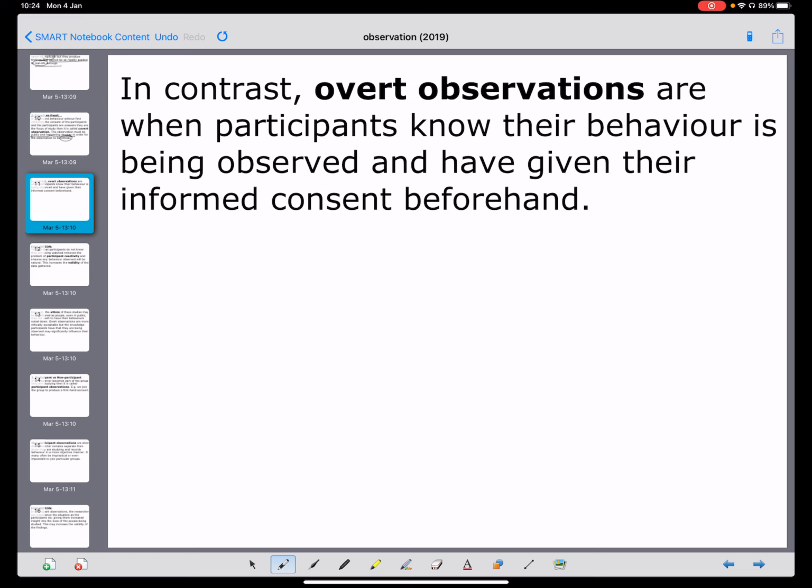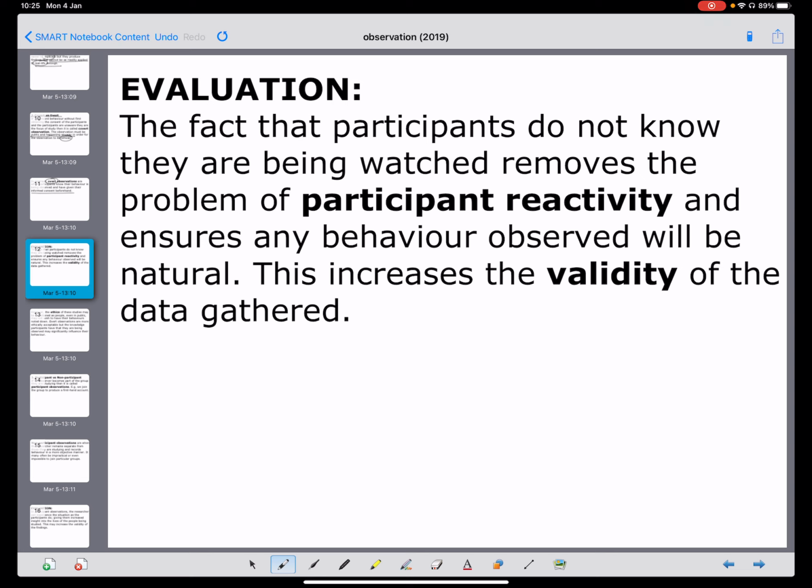In contrast, we have overt observations. So this is perhaps if a teacher comes and sits in the room and observes another teacher teaching. It's quite obvious that they're there, they don't hide, so it's important that we have informed consent beforehand. So we see that you can consider observations as being naturalistic versus controlled, overt versus covert. Not difficult, I would expect. So we do have some positives and negatives that we would probably like to consider.